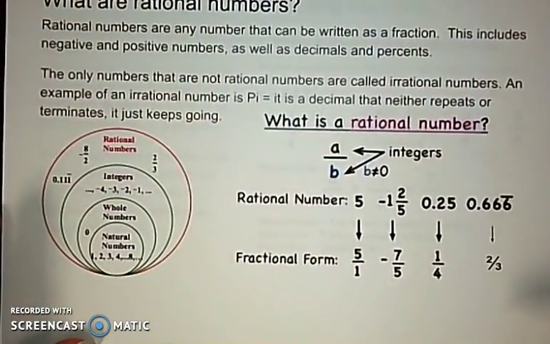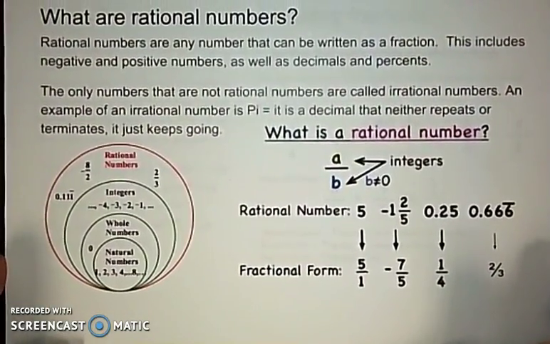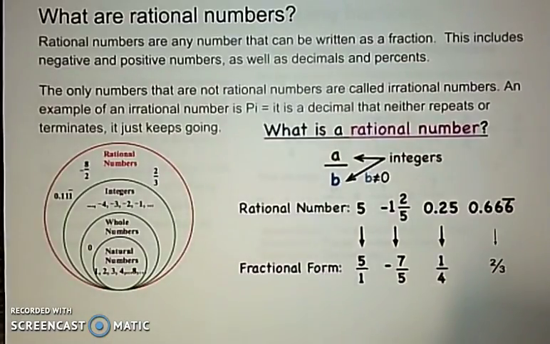So what are rational numbers? Rational numbers, we've talked about, are anything that can be written as a fraction. So this includes negative and positive numbers as well as decimals and percents. And the only numbers that are not rational numbers are called irrational numbers. An example of an irrational number is pi, and we've seen pi before. It's just a decimal that keeps going; it doesn't terminate, and it doesn't repeat in any pattern.